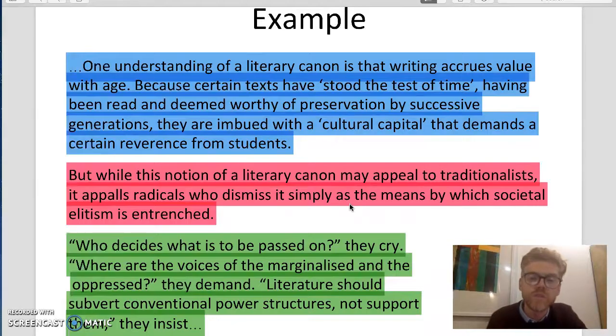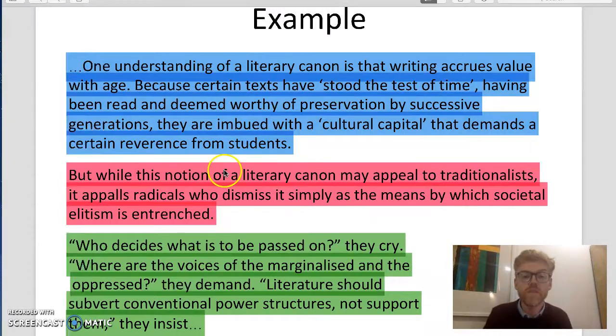They are imbued with a cultural capital that demands a certain reverence from students. But while this notion of a literary canon may appeal to traditionalists, it appalls radicals who dismiss it simply as the means by which societal elitism is entrenched. Who decides what is to be passed on, they cry. Where are the voices of the marginalised and the oppressed, they demand. Literature should subvert conventional power structures, not support them, they insist, and so on and so on.